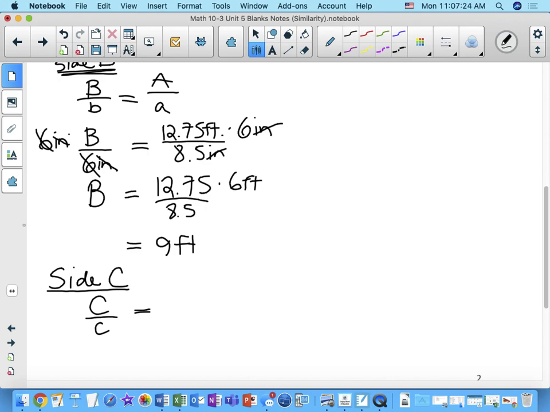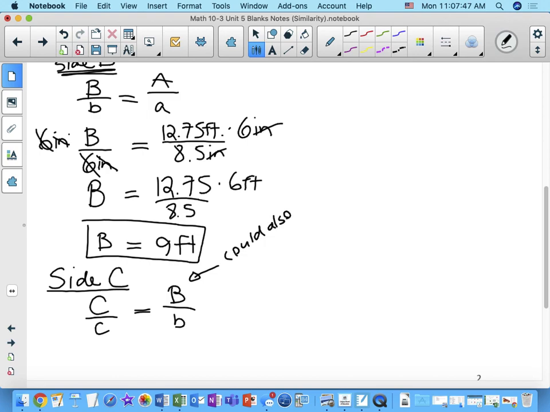But capital B is 9 feet. And lowercase b is what? 6 inches. Those are kind of nicer numbers, right? Because we don't have any decimals. So I'm going to use capital B over lowercase b instead. Okay, so you may want to make a note here. You could also use a over a. It doesn't matter. As soon as you find a pair, though, that's an option.